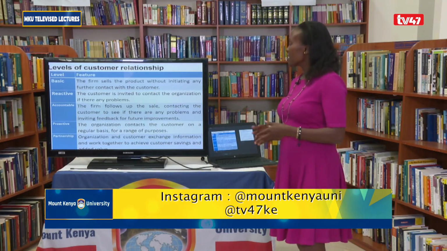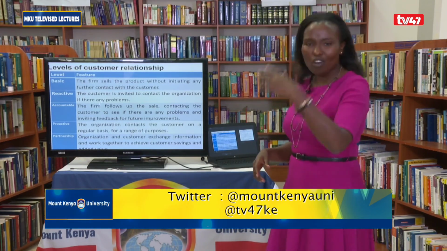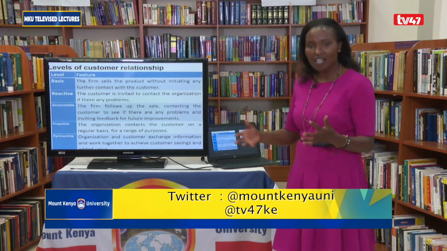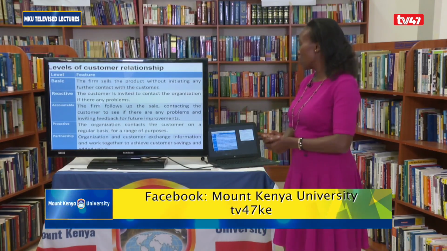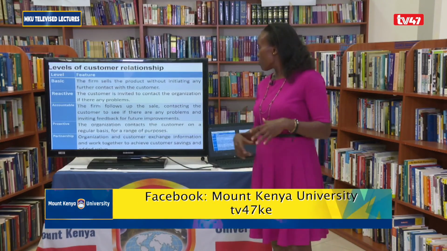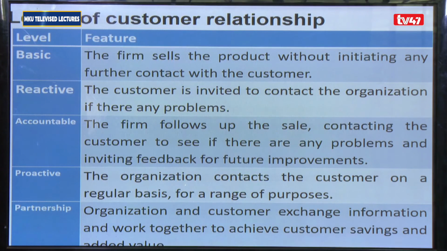Then we have the reactive. The customer is invited to contact the organization if there are any problems. So if you go buy bread and it is spoiled, they'll only interact with you when you go back and say the bread was spoiled. And then we have another level, accountable. This is where the firm follows up the sale, contacting the customer to see if there are any problems and inviting feedback. The other one is proactive, where you go out, you contact the customer on a regular basis.